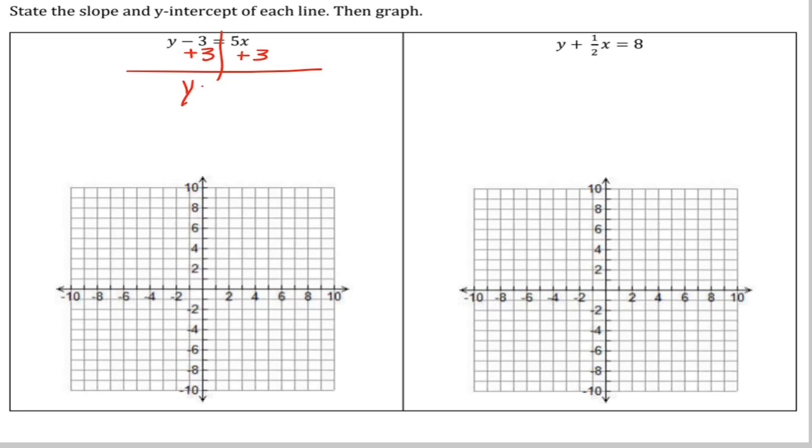Now I have y equals 5x. Again, I like it in mx plus b form, plus 3. And now I identify my two parts. My slope, or my m, is 5. Again, I'm going to write it as a fraction over 1. That was from yesterday's lesson. And my b, my y-intercept, is going to be positive 3.